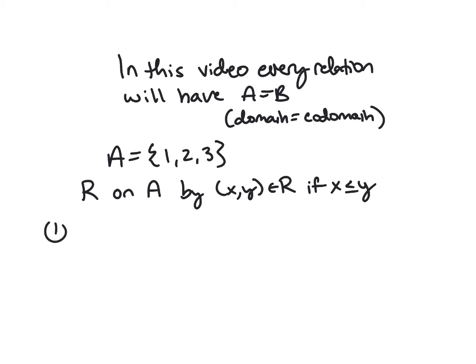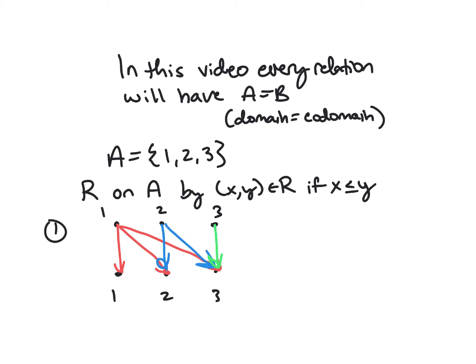So the first way that we could do this is just as we have been doing, right? So we've got 1, 2, 3, and in this case, it's the same set both ways, so they kind of mirror each other. And then, right, 1 is less than or equal to everything else. So 1 is less than or equal to 1, 2, and 3. So there's an arrow to all of these. 2 is less than or equal to 2, and less than or equal to 3. And 3 is only less than or equal to 3.